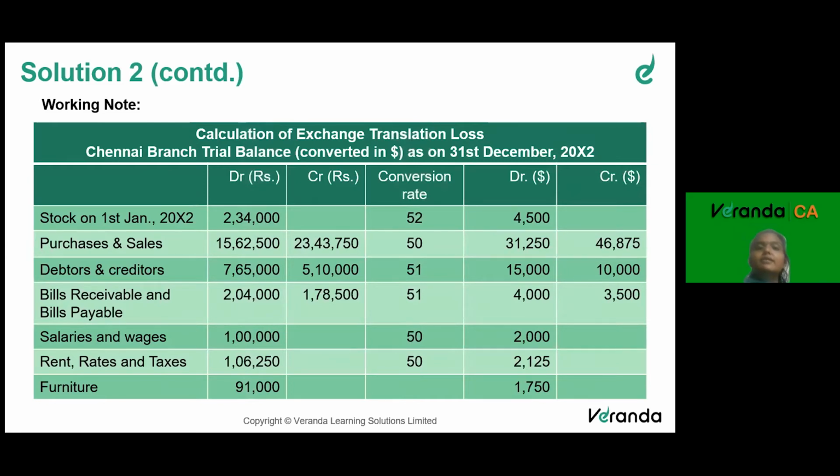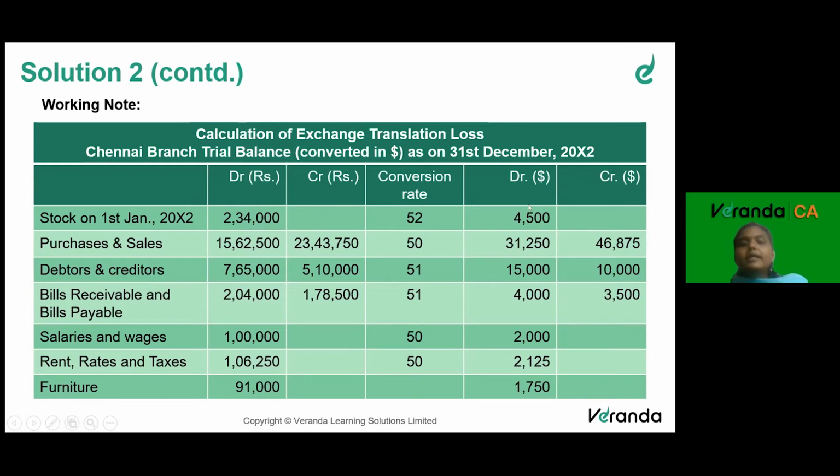So preparing the calculation for exchange translation loss or gain. All the items that we saw, we know the rupee value of them, so we're going to give the equivalent converted dollar value. For stock, which rate will we adopt? Opening stock, opening rate. So I'm just recollecting the rate conversion: opening is 52, closing is 51, and average is 50. So 2,34,000 is opening, so definitely for opening itself, you need to take the opening rate.